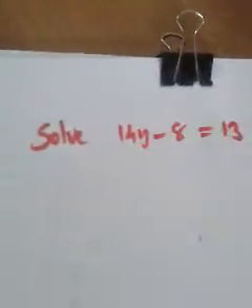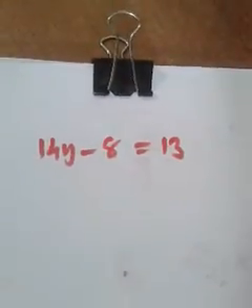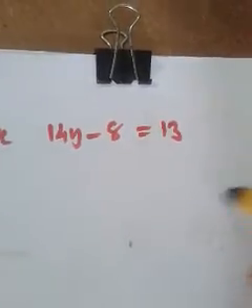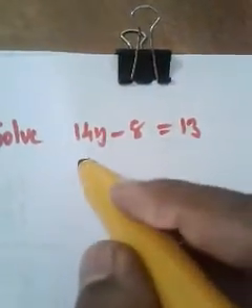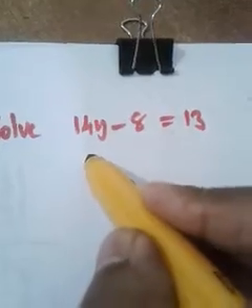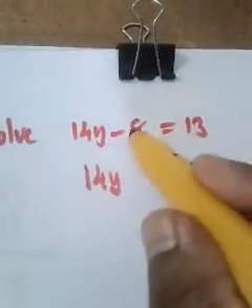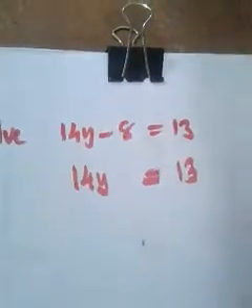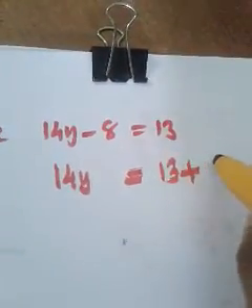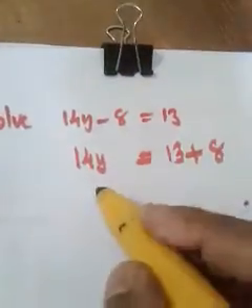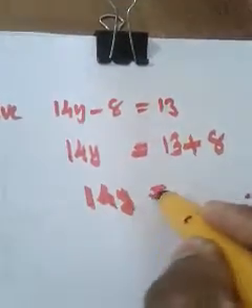Next question is: solve 14y minus 8 is equal to 13. In order to find the value of y, what do we have to do? Yes, maintain 14y in the left side and keep 13 as it is in the right side. Then it is the time to take this minus 8 to the right side. It is a step by step process. So we got 14y is equal to 13 plus 8.